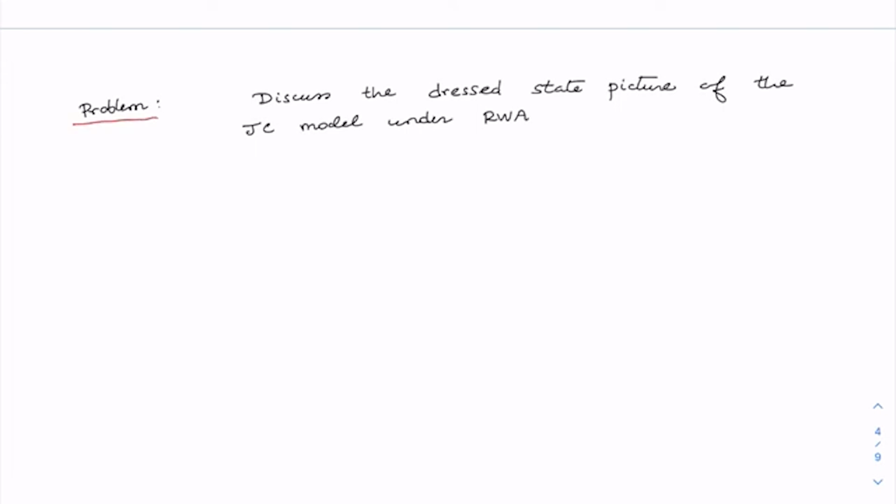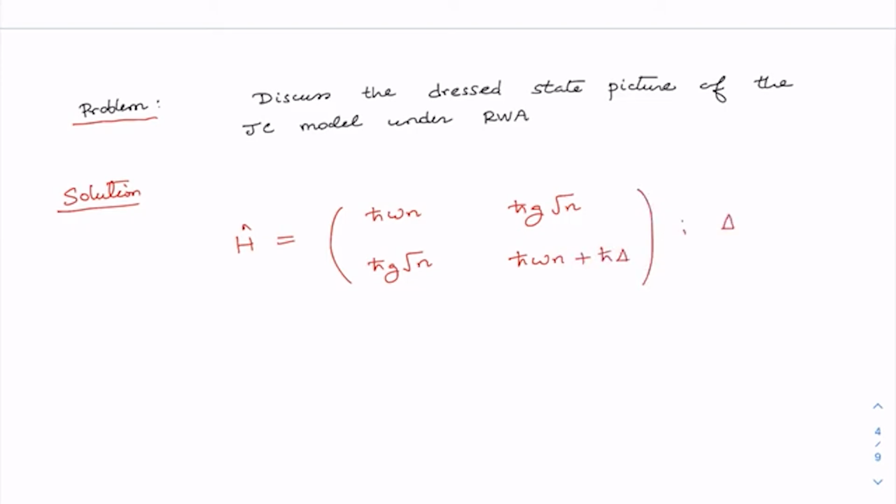You are asked to discuss the dressed picture of the JC model under rotating wave approximation. So let us first write down the Jaynes-Cummings Hamiltonian under RWA, which we have just worked out: h cross omega n here, h cross g square root of n, h cross g square root of n, and h cross omega n plus h cross delta. Here the detuning parameter delta is equal to omega atom minus omega.